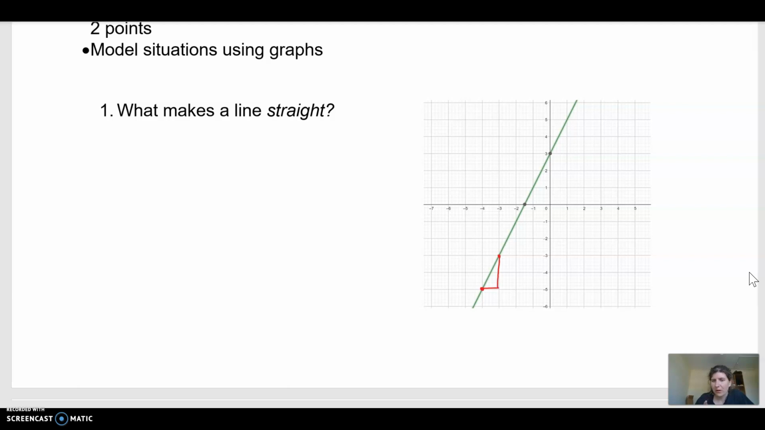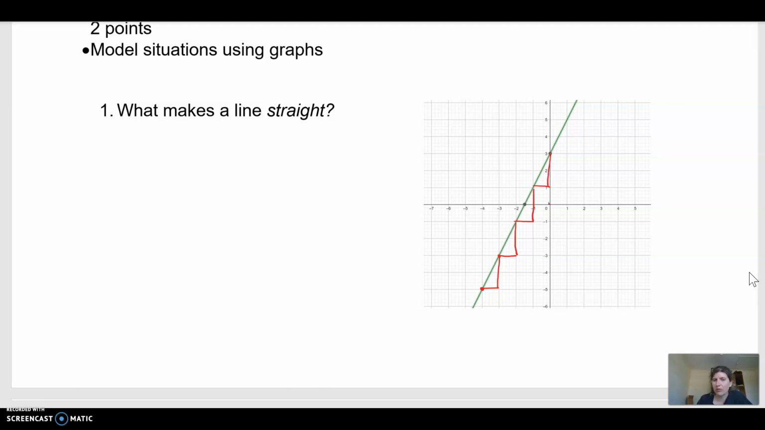Now, if this is a straight line, you should always have a change of 1 for x and a change of 2 for y. Otherwise, it wouldn't be straight anymore. So we can go across 1 and we can go up 2, and that's still a change of 2. We can go across 1, up 2 again, it's still the same change. And that's what makes it a straight graph.